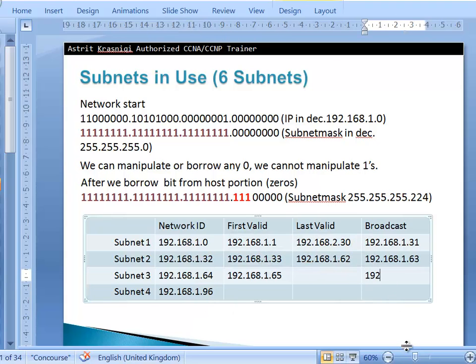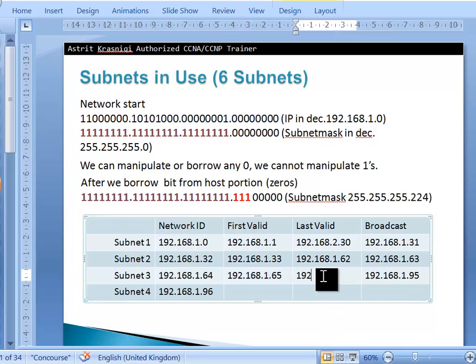Right, so subnet 3 broadcast address is subnet 4 network ID minus 1. So 192.168.1.95. Last valid address of subnet 3 is the broadcast minus 1, which is 192.168.1.94.